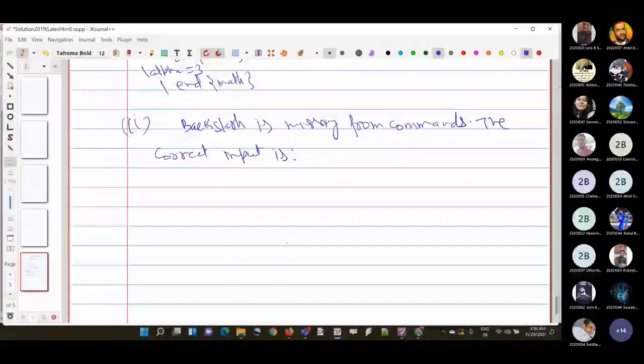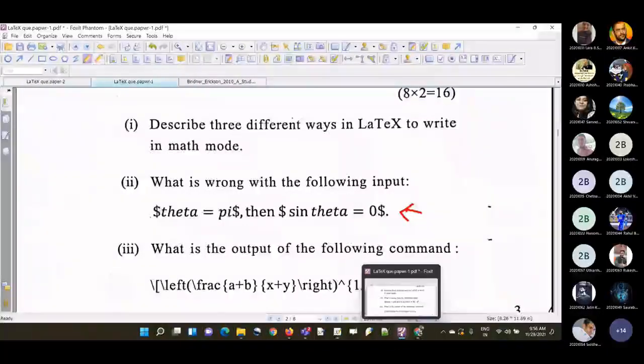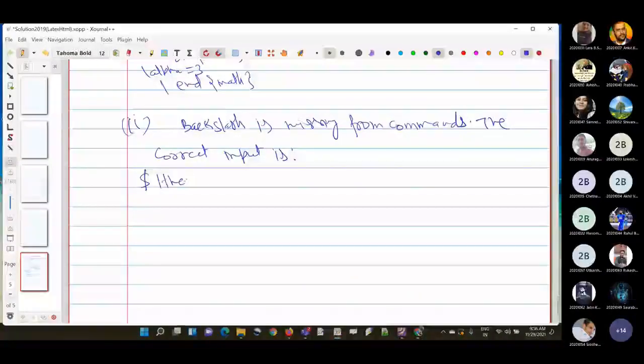So they are writing theta equals to pi. Okay. Then you need to write backslash theta equals to backslash pi, and make sure that you are writing the initial with small letter. Okay, this is case sensitive. So the command which is starting with the small letter, you have to use a small letter. And then they are writing like this, then, okay.